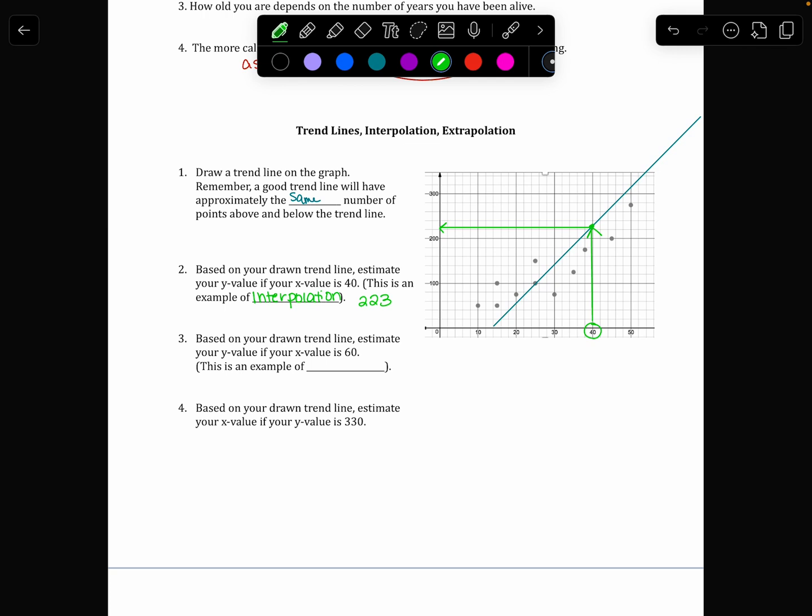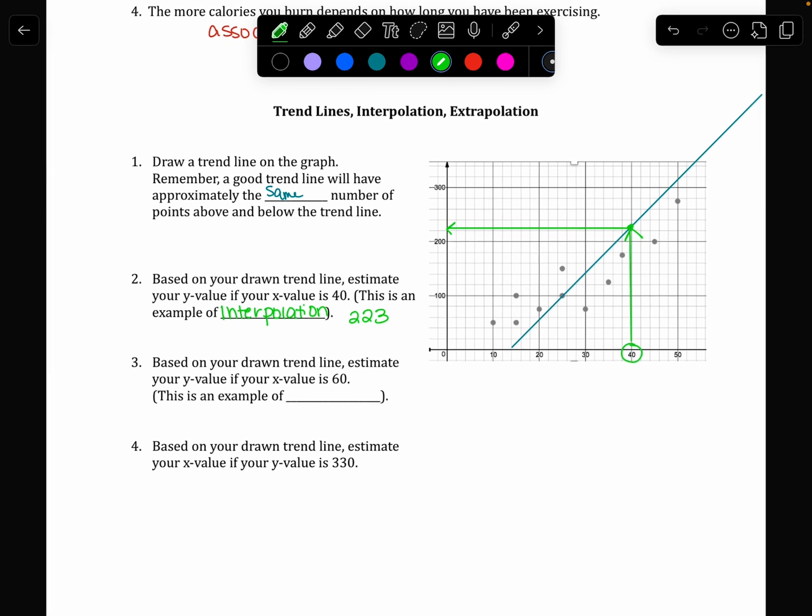It's not gonna be perfect because again, you're estimating. So based on your trend line, your estimation may be a little bit different than mine. You might have drawn your trend line slightly more steep or slightly less steep. So that means that your Y value when X is 40 might be closer to 200 or might be closer to 280 or something like that. It just kind of depends, okay?